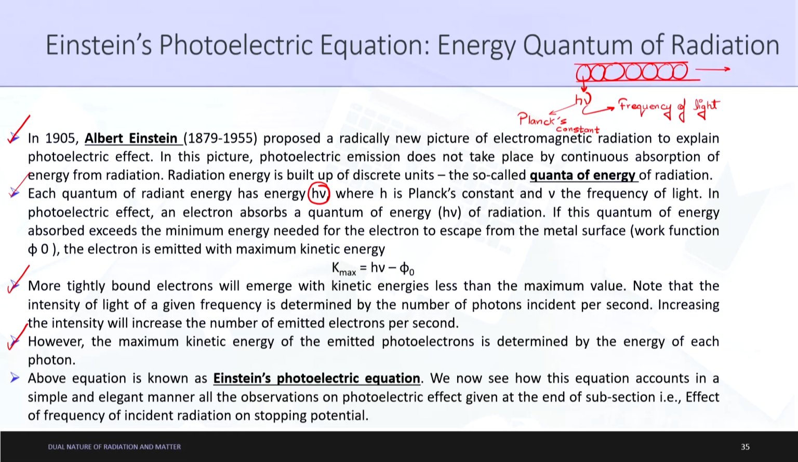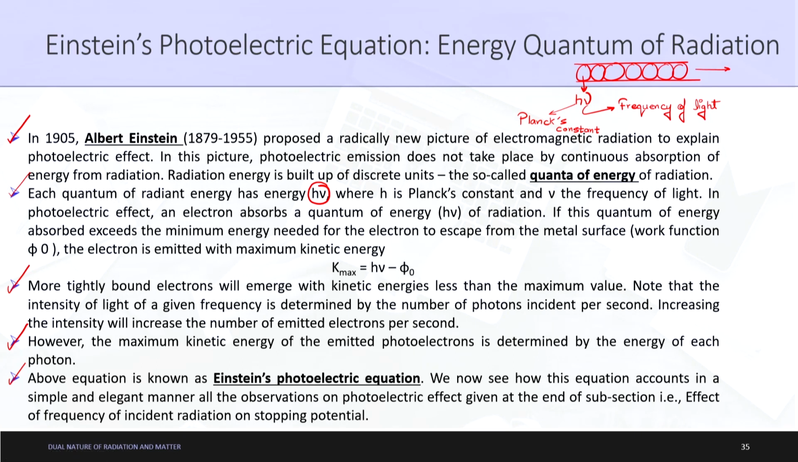Okay. The above equation is known as Einstein's photoelectric equation. So this is the basic idea that Einstein tried to explain to us, and hence this equation came to be known as Einstein's photoelectric equation. Okay. We can now see how this equation accounts, in a simple and elegant manner, for all the observations on the photoelectric effect given at the end of the subsection, that is, the effect of frequency of incident radiation on stopping potential. So basically what concepts were conceptualized in the experimental study are being explained here.